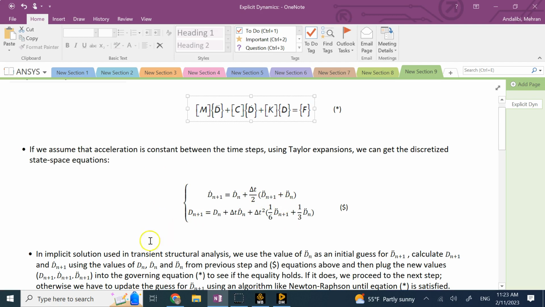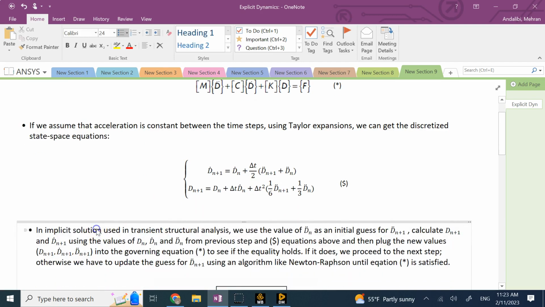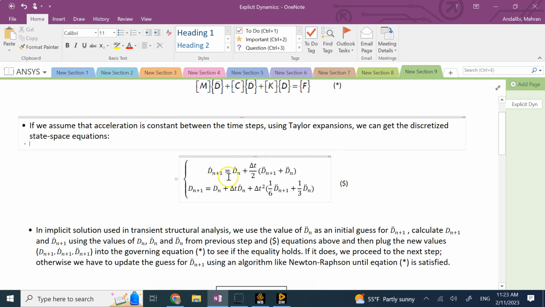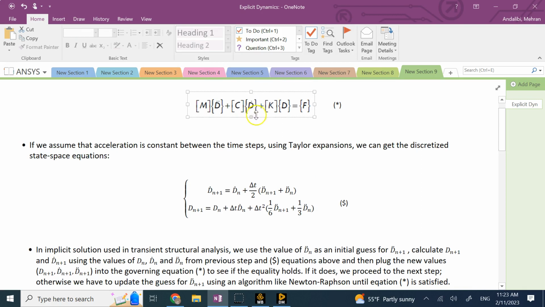Now, what do we do in transient structural analysis, and what is the implicit solution that is not suitable for impact problems? Let's talk about that. Let's see how we use these update equations in the implicit method. If I want to find my displacement and my velocity at the next time point, d and d dot at n plus 1, what kind of information do I need in this equation, dollar? I need the current d, and I need the current d dot, which I can have starting from initial condition.